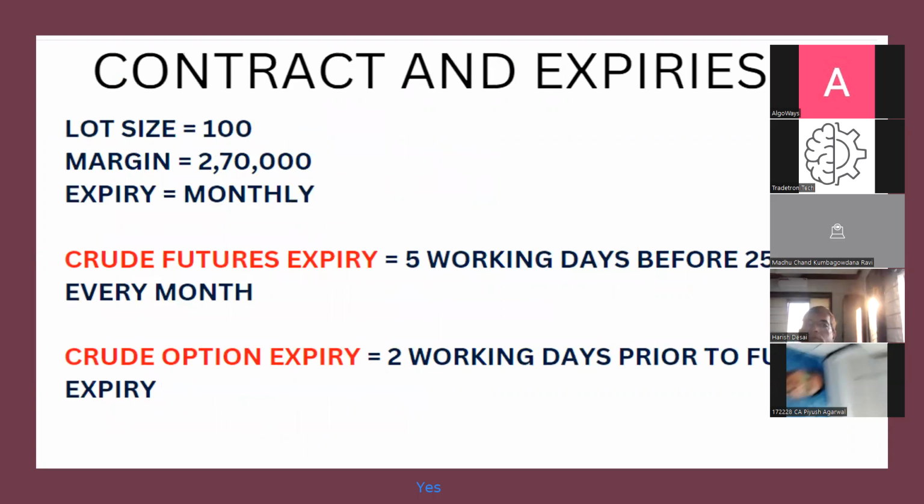Now, these are the very basic things: lot size is 100, everybody knows. Margin required for crude oil future is around 270K. Margin required for a crude oil call option and put option sell is also around the same, 2.7 lakhs.